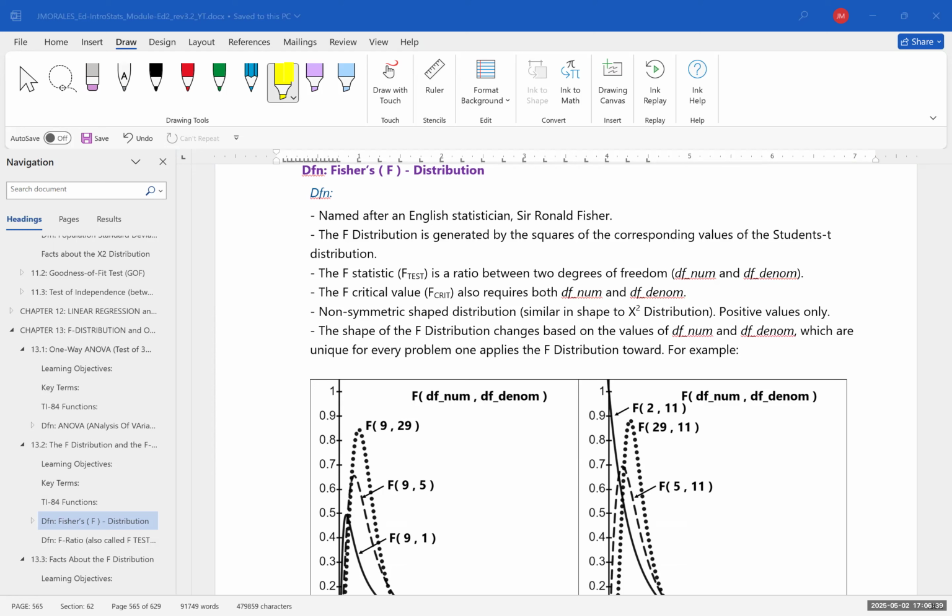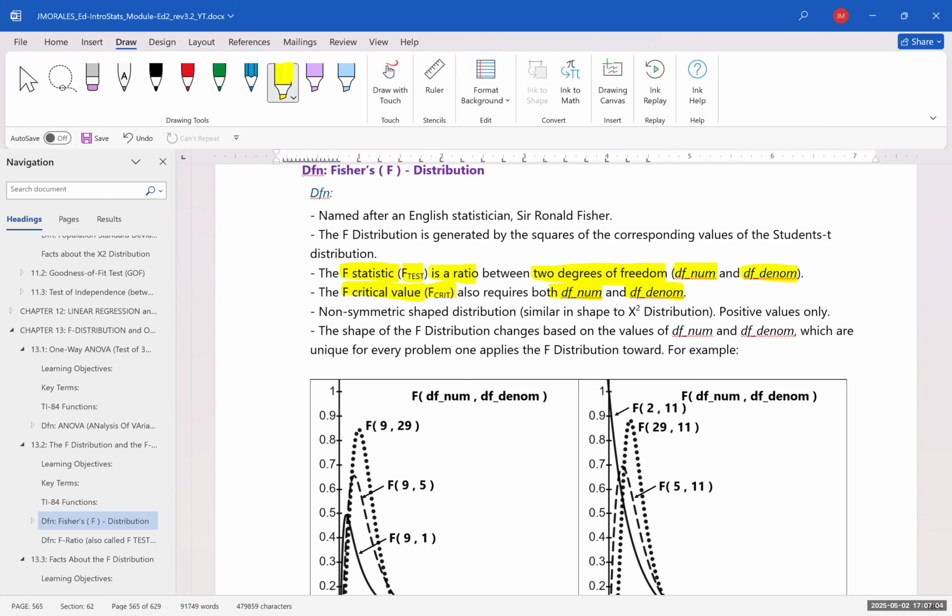The F statistic, the test statistic, is a ratio between two degrees of freedom: the degrees of freedom of the numerator and the degrees of freedom of the denominator. The critical value also requires both the degrees of freedom of the numerator and the degrees of freedom of the denominator.